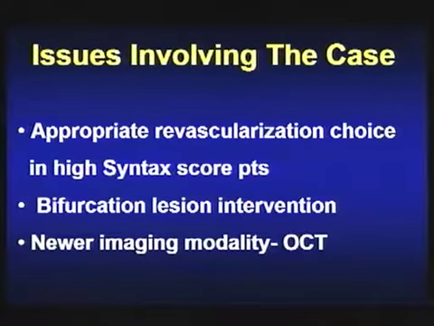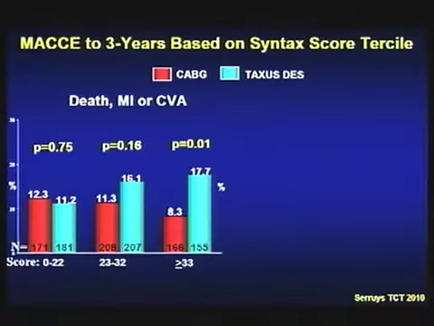Now, just to go back once again: appropriate revascularization choice in a high SYNTAX score patient. I showed the protocol of Mount Sinai, and we learned from the hard data on death, MI, and CVA at 3 years, based on the SYNTAX score and the number of patients, that once you go to 33 and above, death, MI, or CVA was significantly higher in the Taxus DES group compared to the CABG group. So clearly, as per evidence-based medicine guidelines, you need to offer the patient CABG.